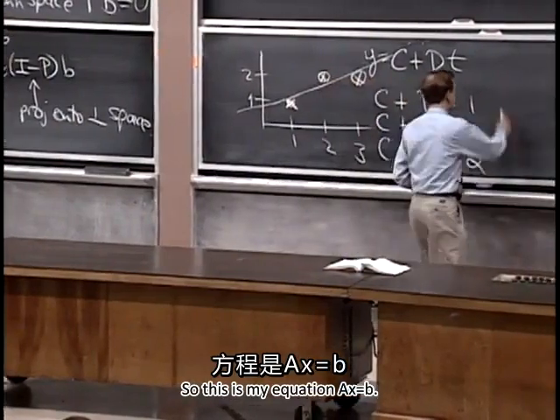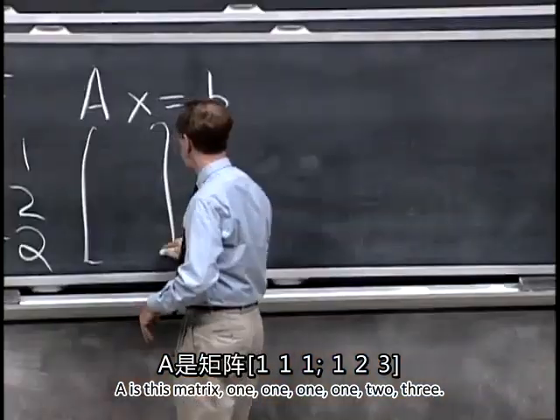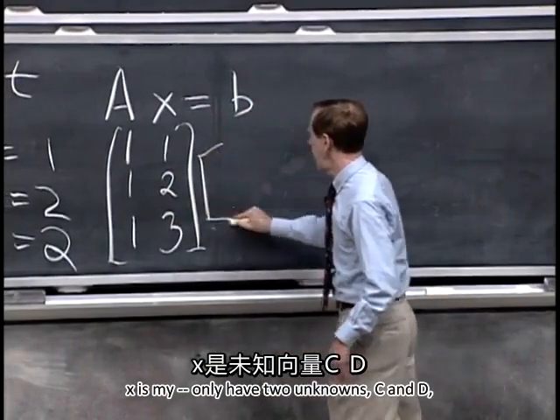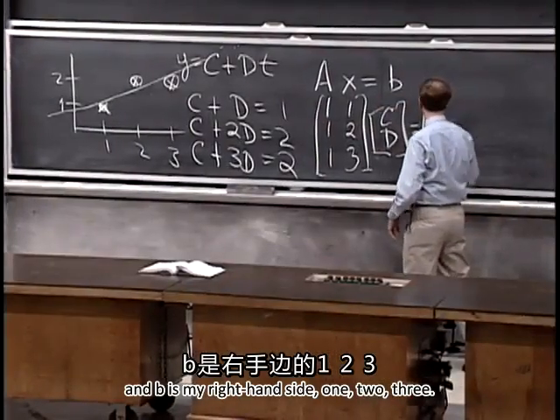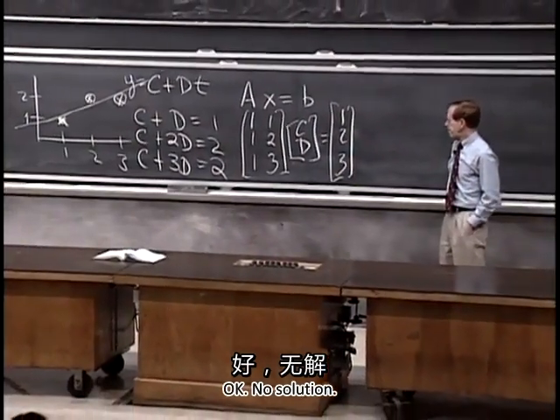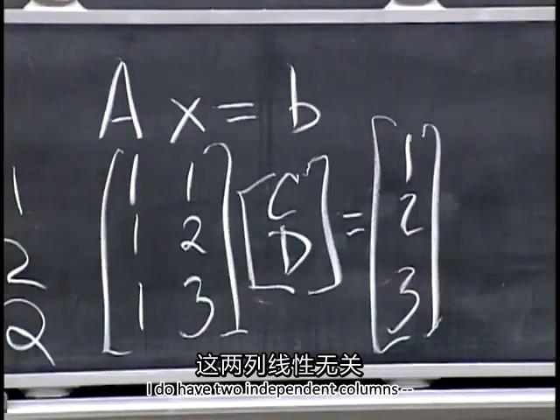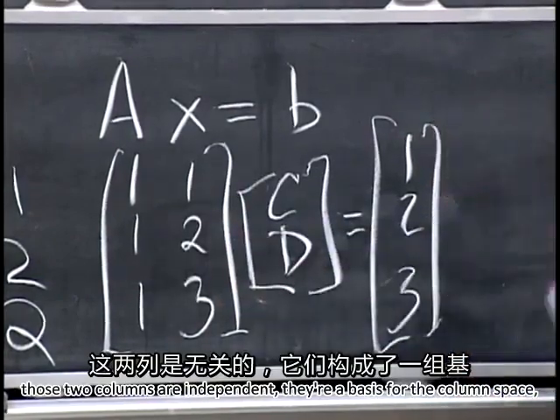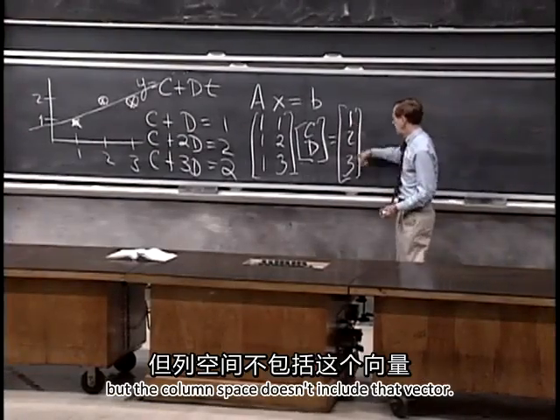So let me take time out to remember what I'm talking about for best solution. So this is my equation, AX equals B. A is this matrix, 1, 1, 1, 1, 2, 3. X, I only have two unknowns, C and D. And B is my right-hand side, 1, 2, 2. No solution. I have a 3 by 2 matrix. I do have two independent columns. So I do have a basis for the column space. But the column space doesn't include that vector.